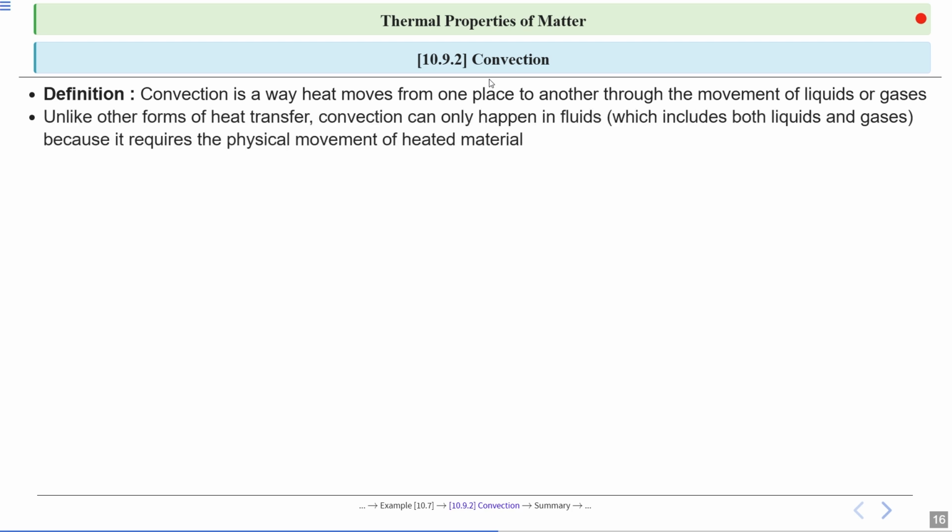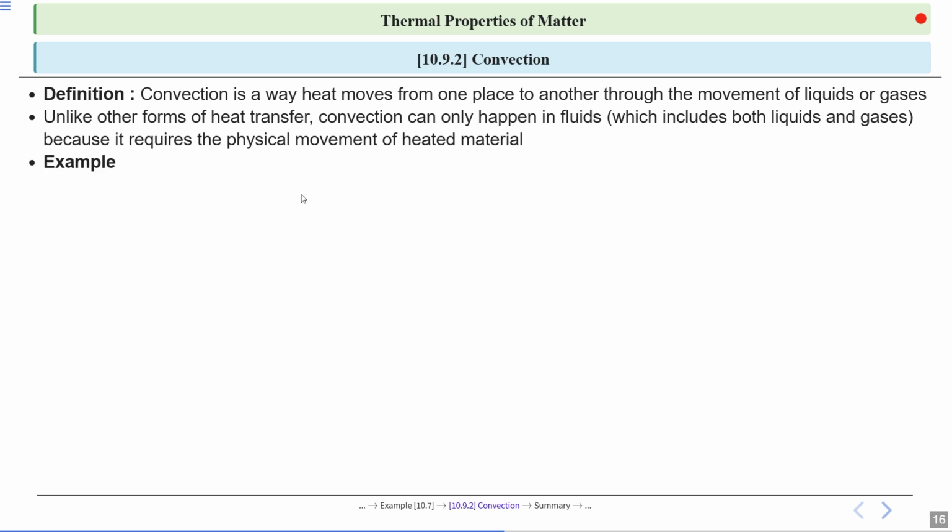Unlike other forms of heat transfer, convection can only happen in fluids, which includes both liquids and gases, because it requires the physical movement of heated material. So we can say convection can only happen in fluids. Fluids means liquids or gases, because in convection there is a requirement of the physical movement of heated material. All right. So in the process of convection, here the heated material is fluid or gases.